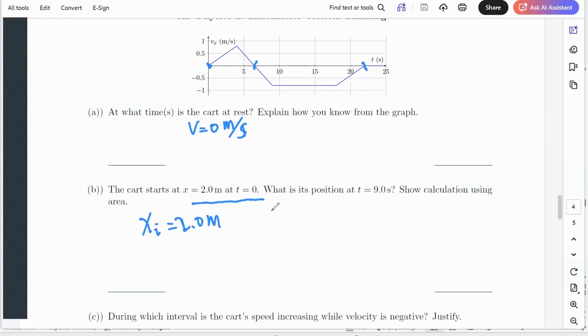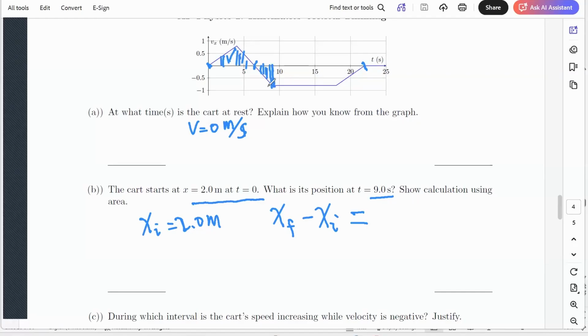Yeah, x-intercept. And then how about this one? Now, what's your final position? It will be x final minus x initial. You are looking at 9 seconds. So how do you do this one? Question B, how do you do it? I want to show you how to do it. You are looking for position and you are given velocity versus time. How do you do that? You use the area under the curve.